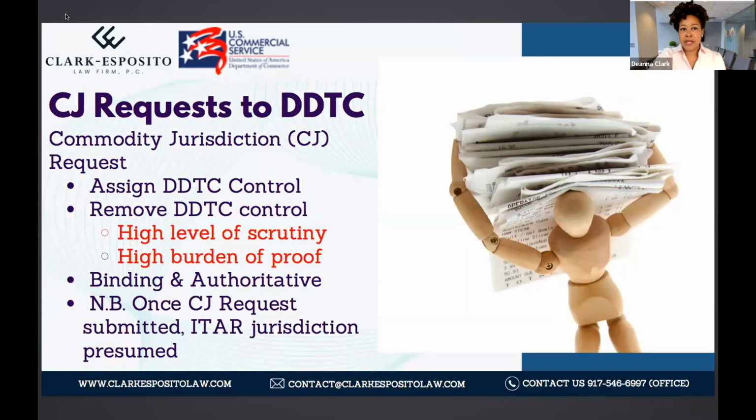So commodity jurisdiction requests. These are requests that are made and they assign DDTC control or they remove it. Of course, if you obtain DDTC control and you go to remove it, there is a heightened level of scrutiny and a high burden of proof. But they are binding and authoritative. You should also note that once it's requested, then ITAR jurisdiction is presumed.